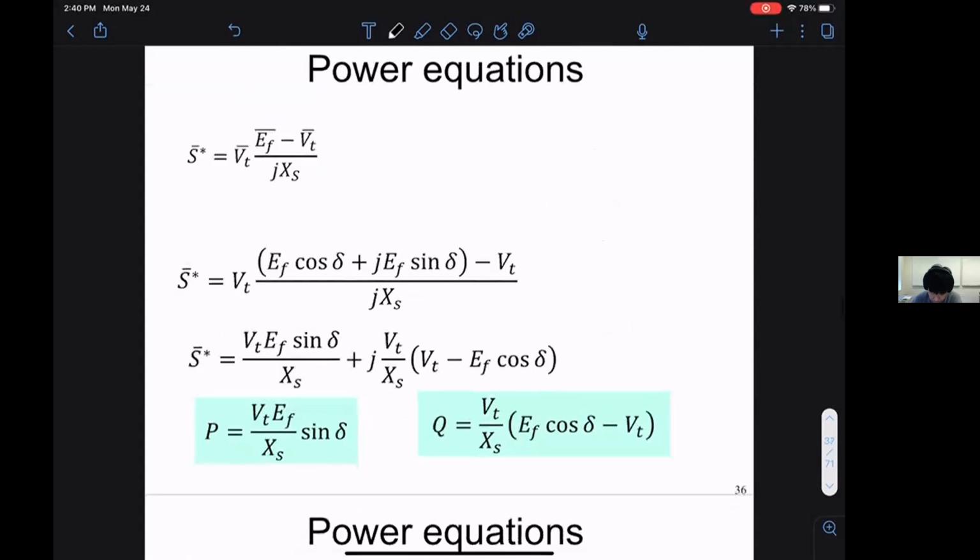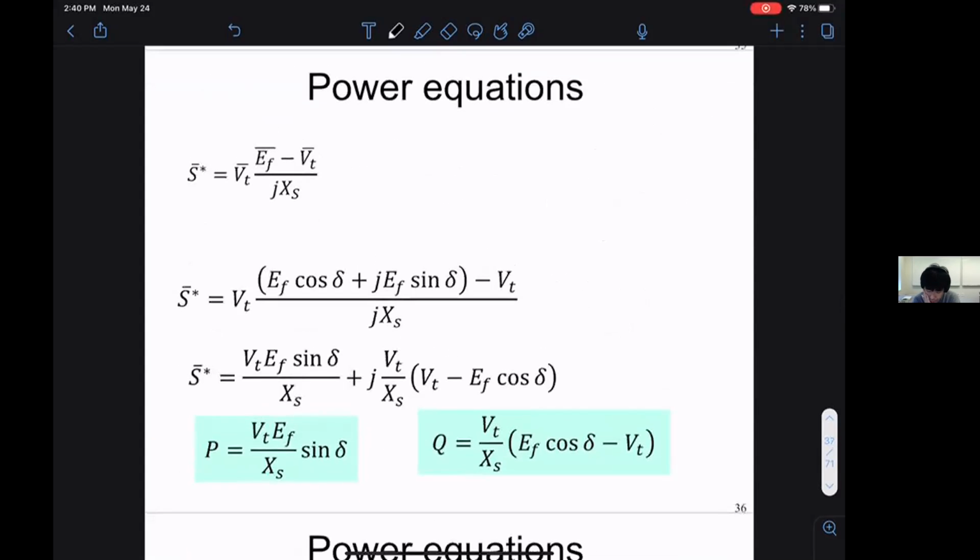And this is written out again here. Okay, so you do some simple calculation, and at the end of the day, you get P. The active power is given by a term with sine of the angle, and the reactive power is given by the term that involves cosine of the angle. Any questions about this one?